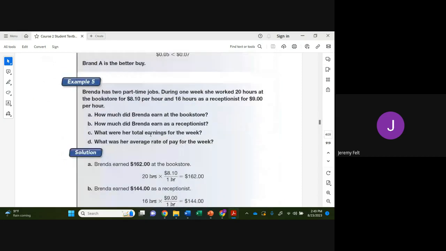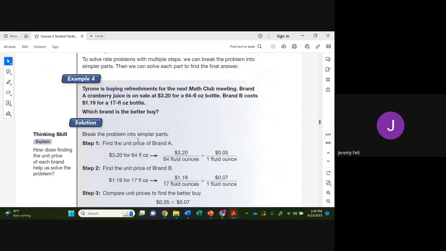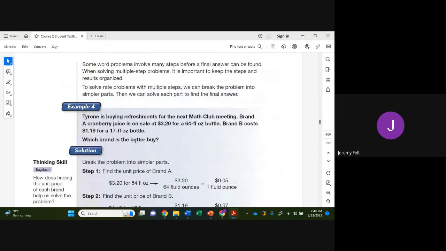Let's look at example 4. Tyrone is buying refreshments for the next math club meeting. Woohoo, math club. Brand A cranberry juice is on sale for $3.20 for a 64 ounce bottle. Brand B costs $1.19 for a 17 ounce bottle. Which brand is better to buy? Assuming that we're worried about price and not nutrition facts or quality or taste. We just want to know which one's the better buy.